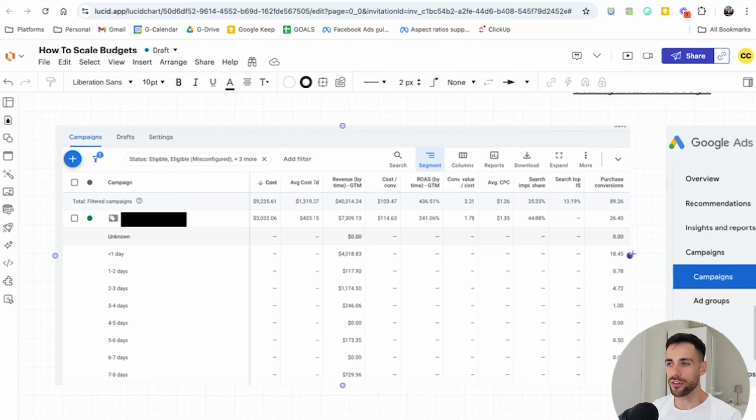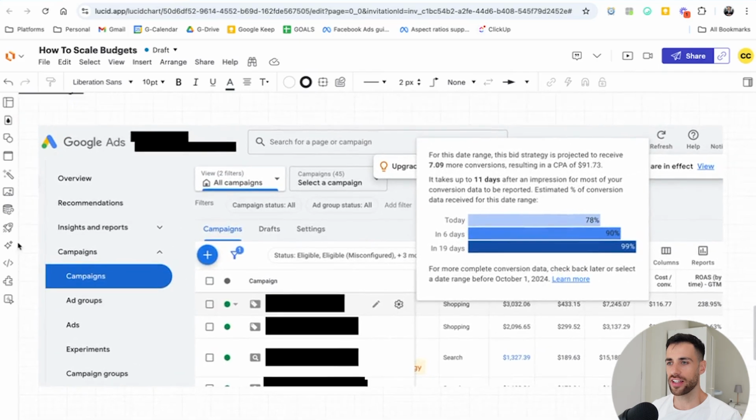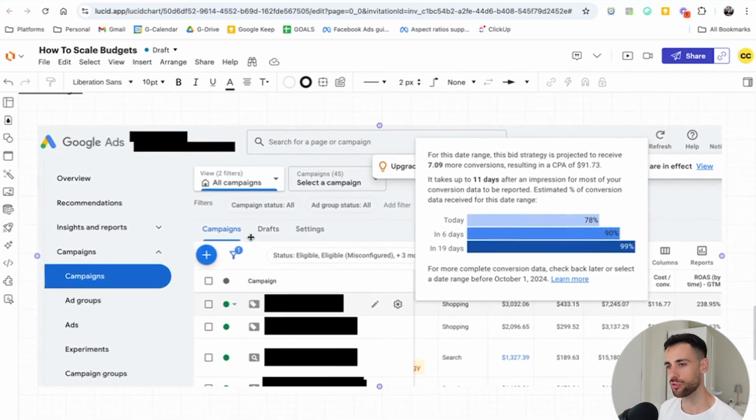However, if you have any campaigns in Google Ads and they have a target ROAS, or they have a maximized conversion bidding system, I can't remember what you call it, you can hover over the cost per conversion, and this will come up for the campaign. It's basically telling you it takes up to 11 days after impression for most of your conversion data to be reported. And you can see here, you only get 70% of conversion data in the first day. Then we get most of it in the next 6 days, but the majority of it's coming within those 11 days.